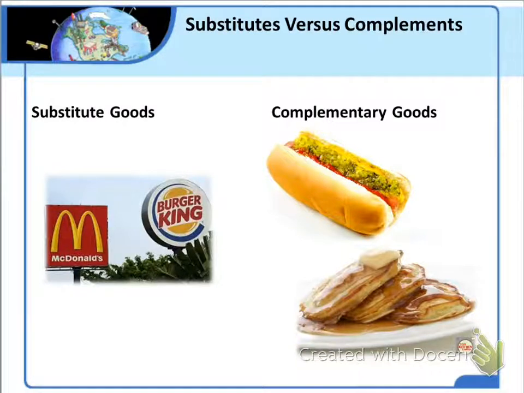Now, some pairs of goods go well together. For example, buns and hot dogs are what we call complementary goods. When people buy one of these goods, they are likely to also buy the other. When two goods are complements, an increase in the price of one of the goods leads to a decrease in the demand for the other.